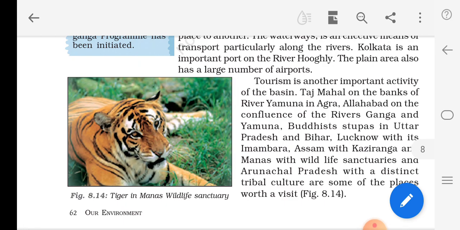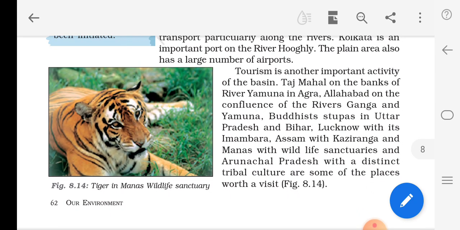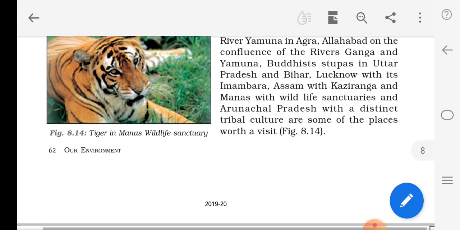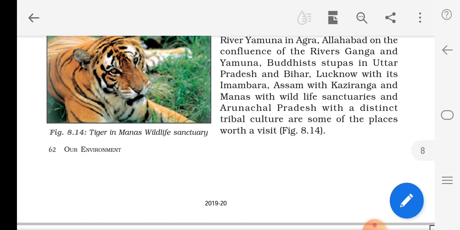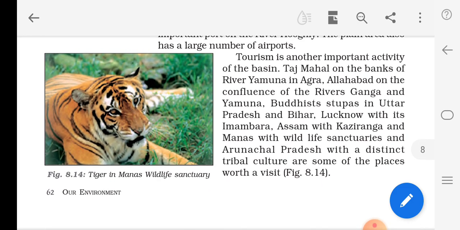Now let's see tourism in this Ganga Brahmaputra basin. Yes, there is tourism also, that is the Taj Mahal on the banks of river Yamuna in Agra, Allahabad for rivers Ganga and Yamuna. Buddhist stupas we can also see in Uttar Pradesh and Bihar. Lucknow is famous for Imambara, and Assam has Kaziranga and Manas, the wildlife sanctuaries, that is national parks. And Arunachal Pradesh has distinct tribal culture. What can we see in Arunachal Pradesh? Tribal culture. These are some places worth visiting in the Ganga Brahmaputra basin.